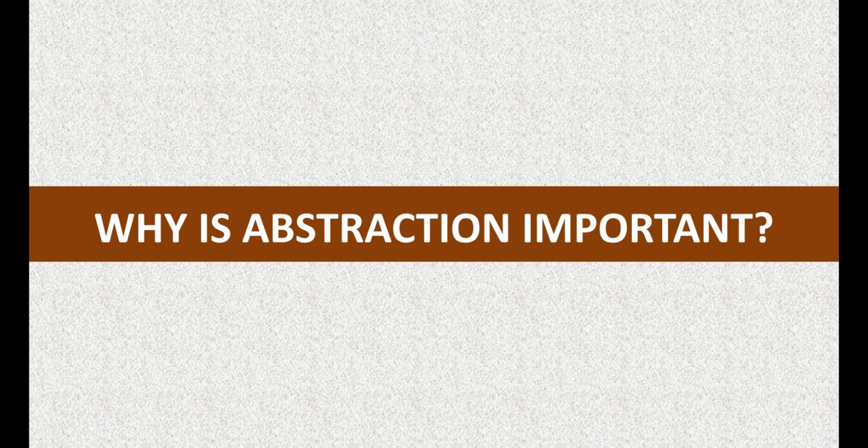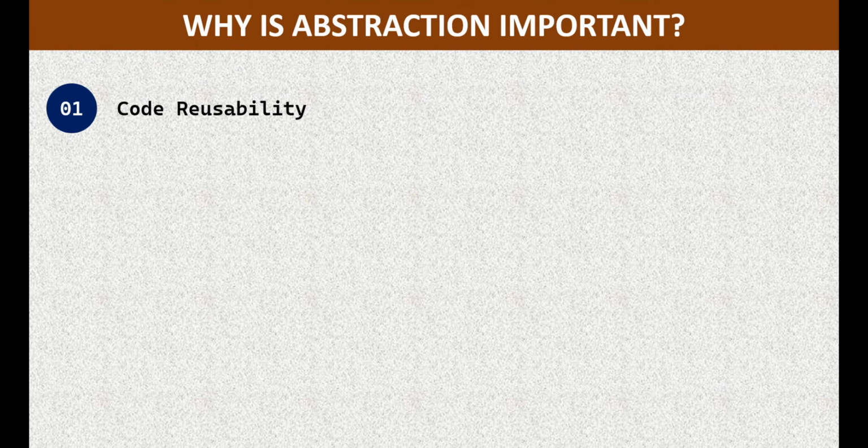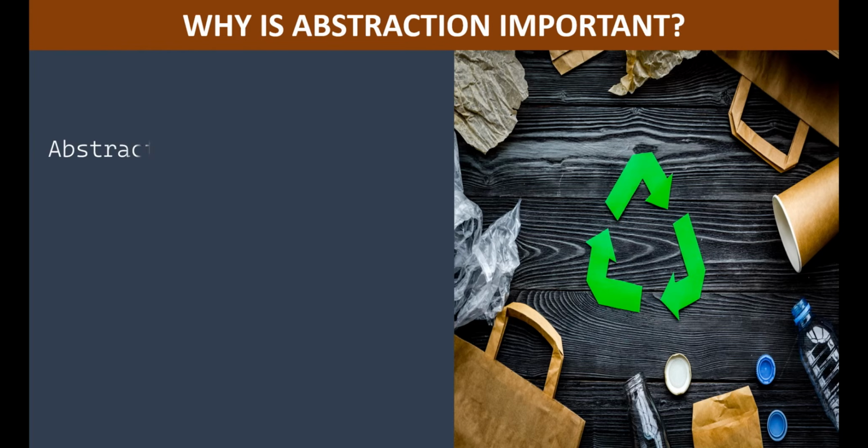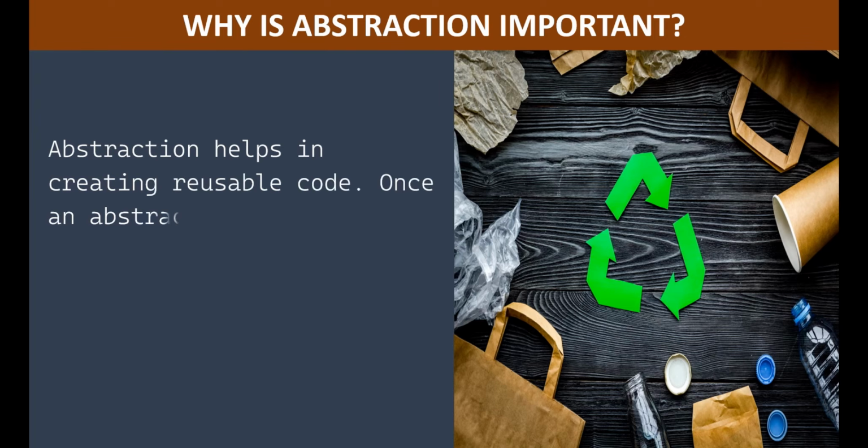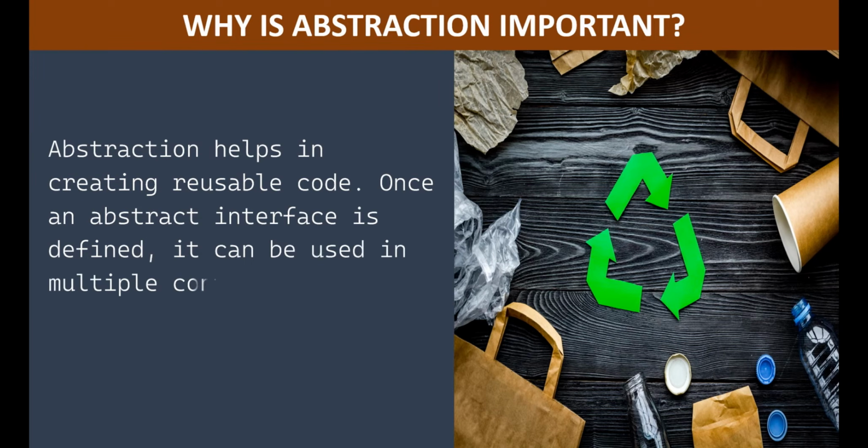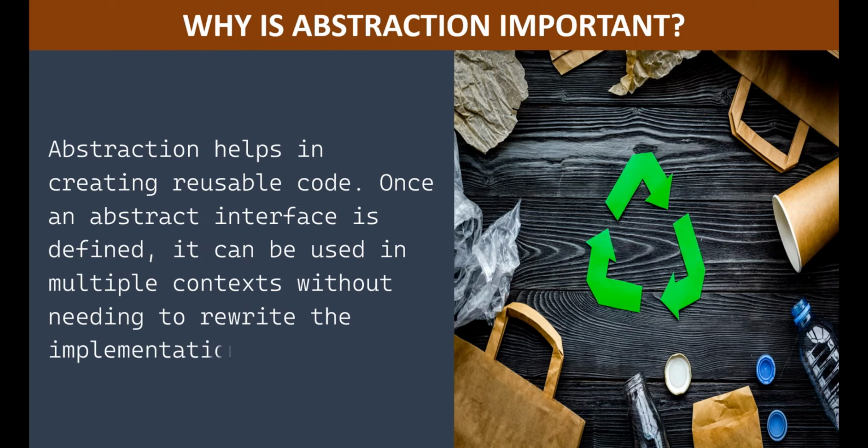Our next topic is why abstraction is important in programming. Code reusability. Abstraction helps in creating reusable code. Once an abstract interface is defined, it can be used in multiple contexts without needing to rewrite the implementation.